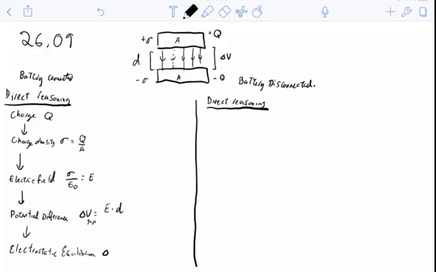Delta V gap is equal to delta V from the battery. And so the idea here is we want to apply this chain of reasoning to track how modifying the system is going to change it.